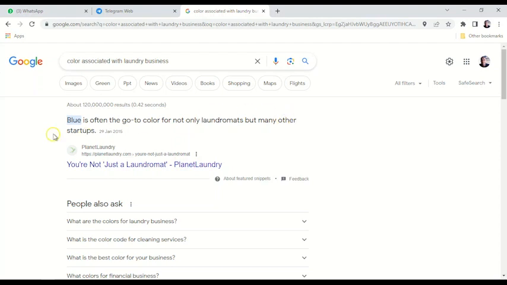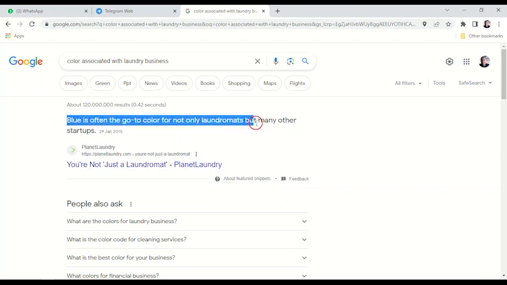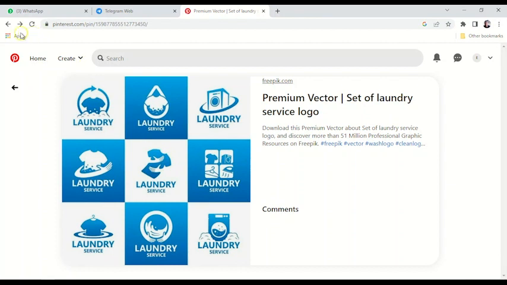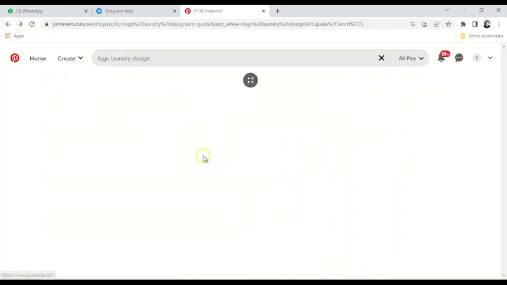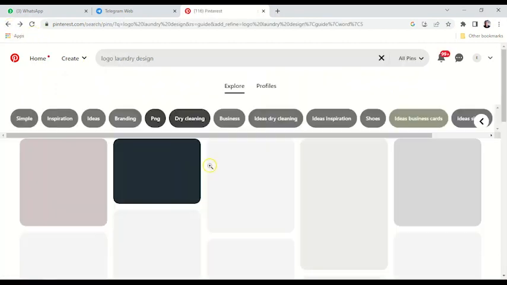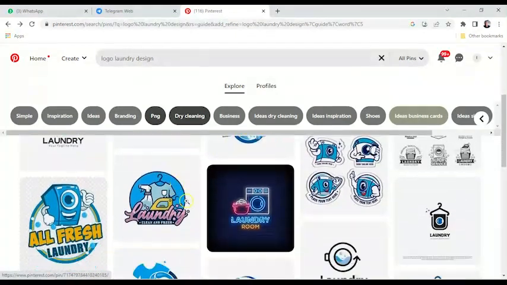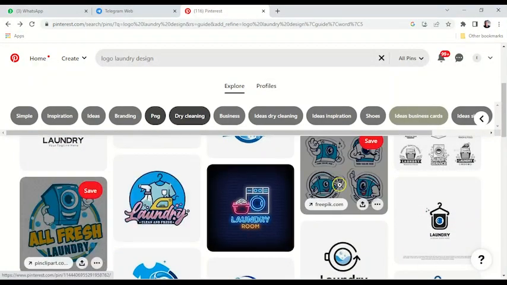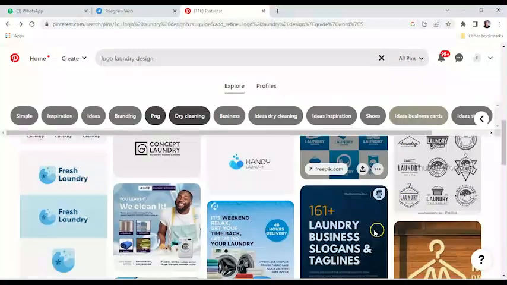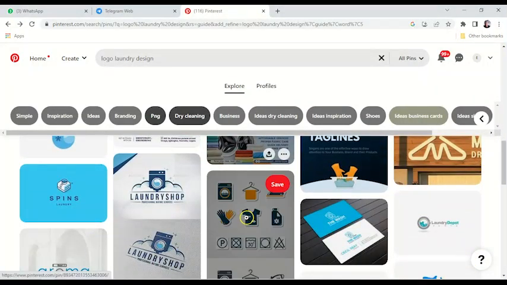So you see that blue is often associated with laundromats and many startups. So blue will be the best color. So no wonder in the designs that we have here, blue seems to be the predominant color. I don't know if you are seeing how these things come into play. You see that blue is always the predominant color everywhere you go, because people know about this color psychology and how it works, and you dare not make the mistake.